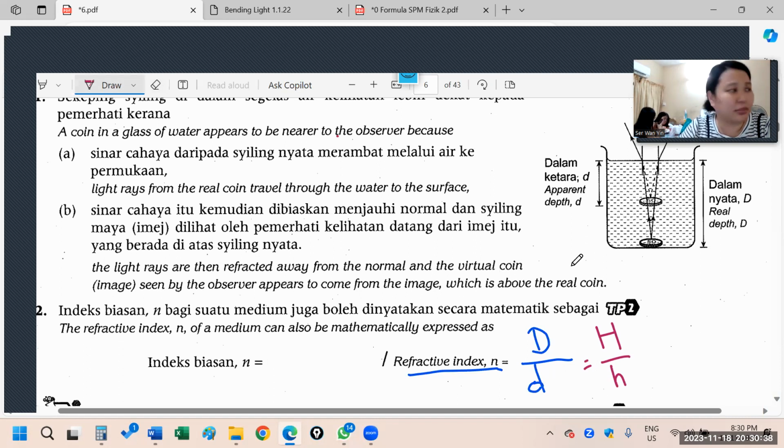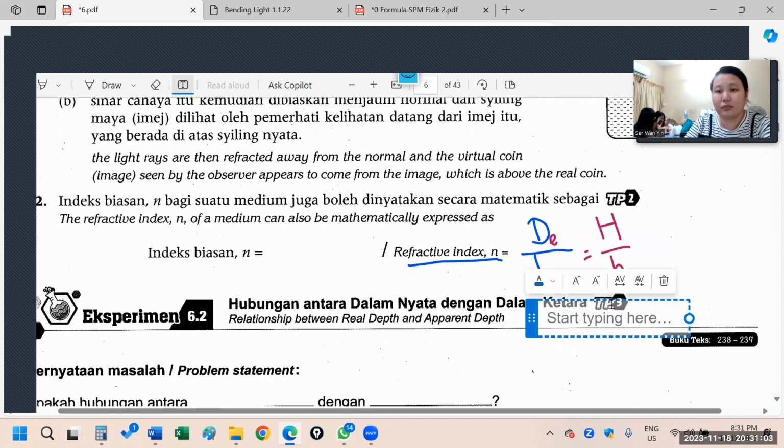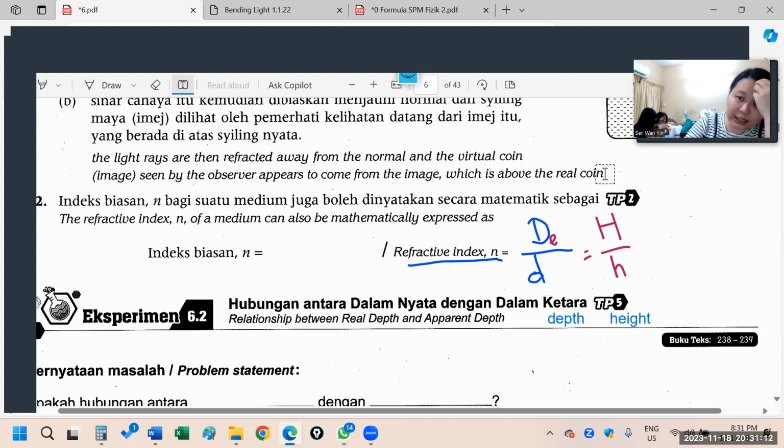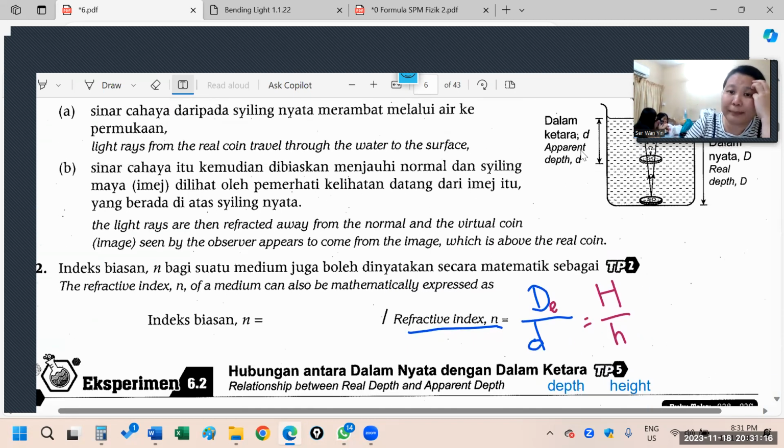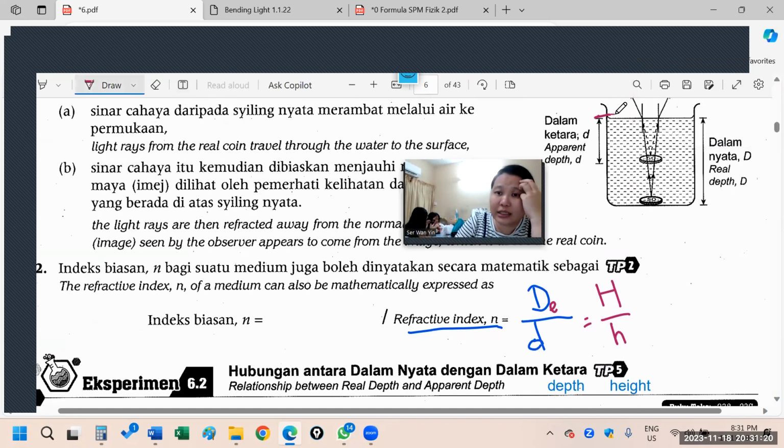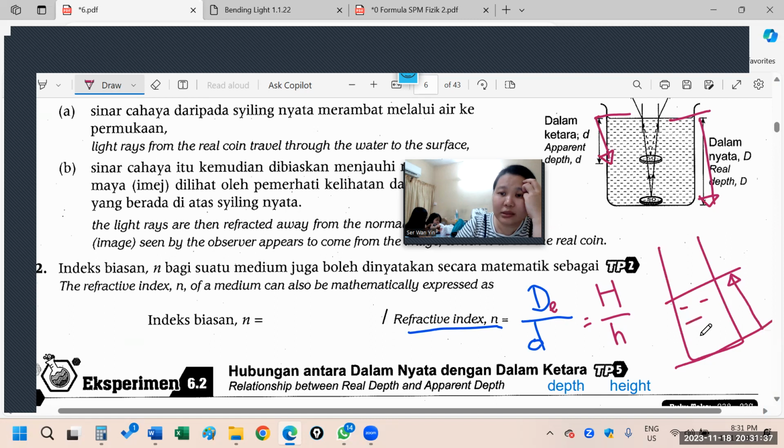Okay, so what's the meaning of depth? D stands for depth. Then H stands for height. Actually, what is the difference between them? Here they should use depth. That means from the surface of the water, go down. We count from top to the bottom. Then what is height? Height is from the bottom, go up to the surface.